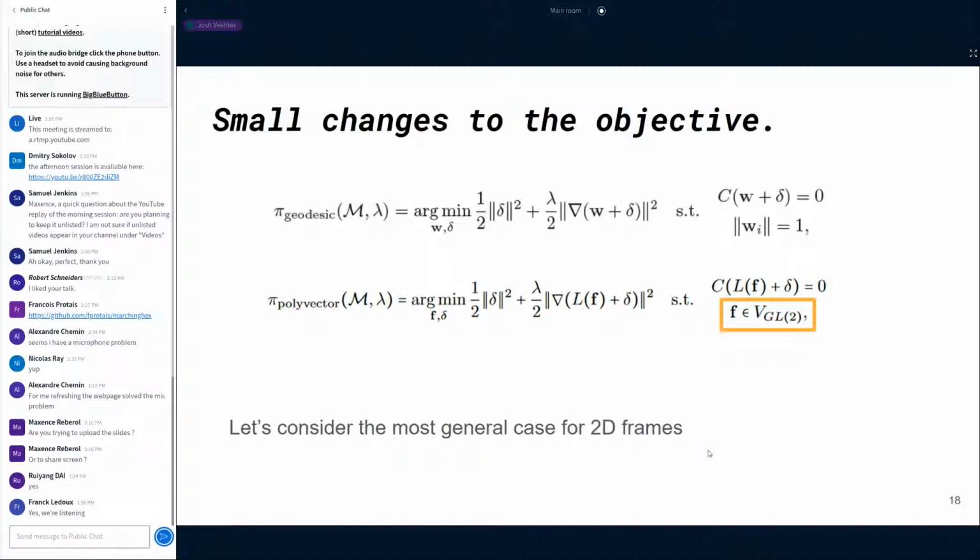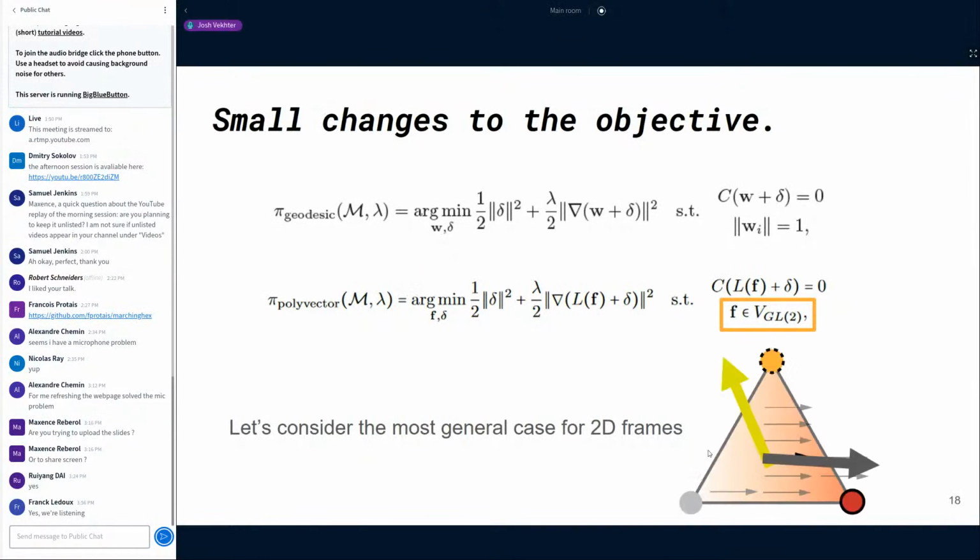And so, right, it's just two vectors that are linearly independent. And so there's just a couple parts that change. These are the three things that have changed. So we have to define what C is now and what L is now.